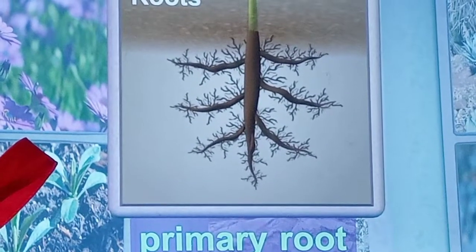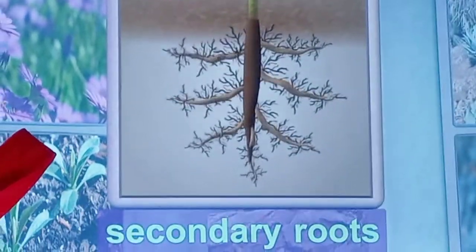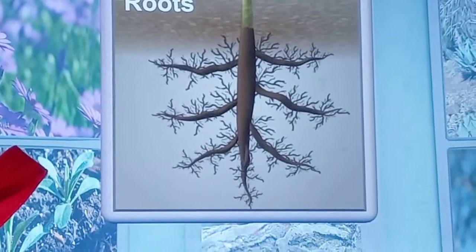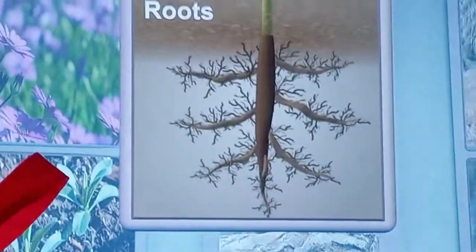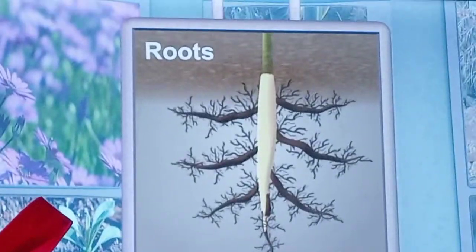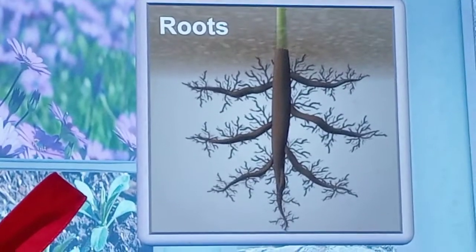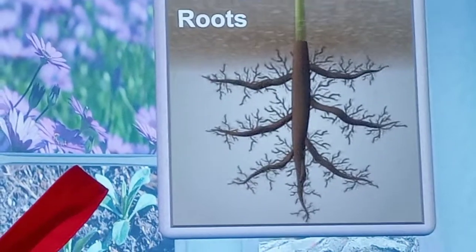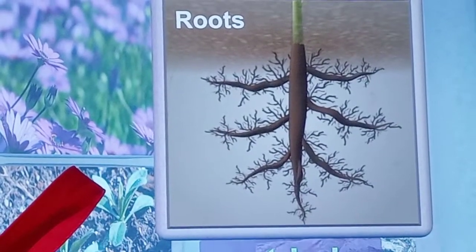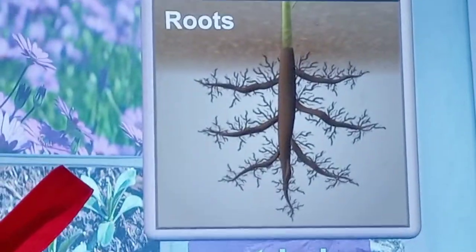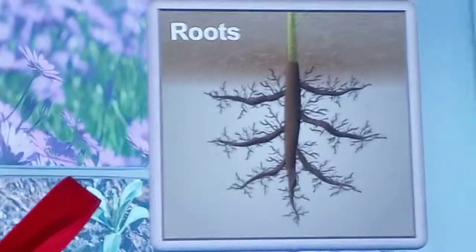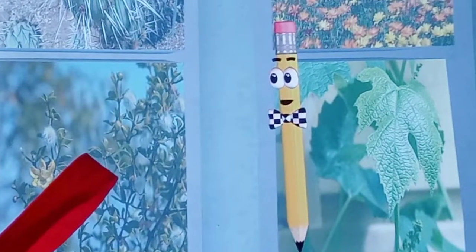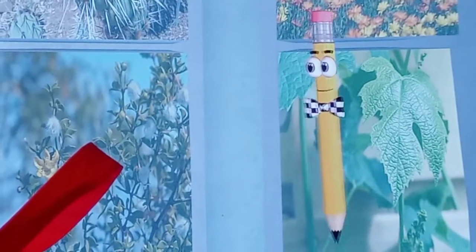The primary root grows first and is the thickest. It grows downwards. Secondary roots grow out from the primary root in many directions. On this plant, notice that the secondary roots are not as thick as the primary roots. And these tiny little roots that cover the other roots are called root hairs. They maximize water and nutrient absorption from the soil. Now let's look at what stems from the roots are.